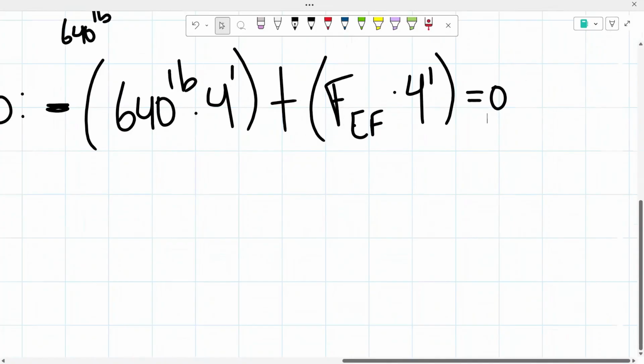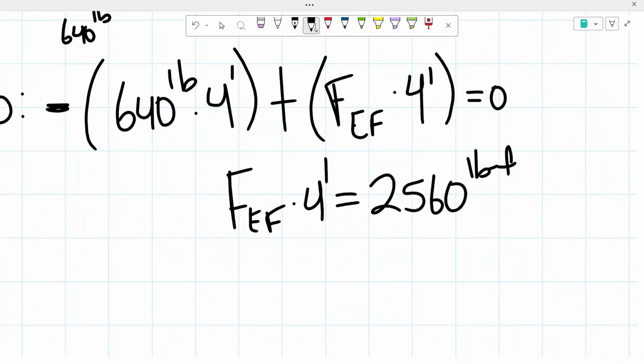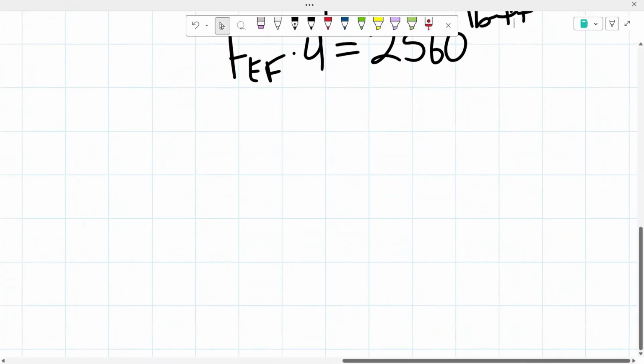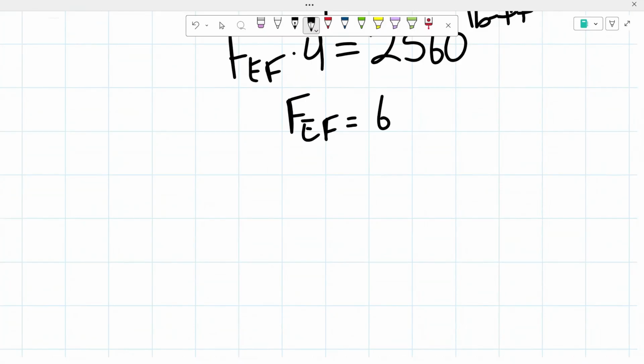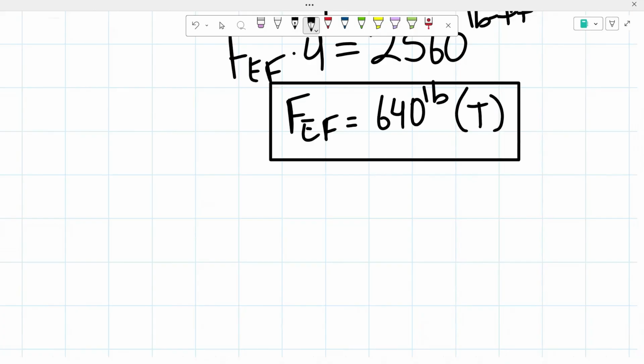So from there, we would end up getting that force of the bar EF times 4 feet has to equal 2,560 pound-feet. So if we were to solve for the force of the bar EF, we would end up getting a value of 640 pounds. We got a positive number, meaning that we assumed correctly. So that means that it is going to be in tension.